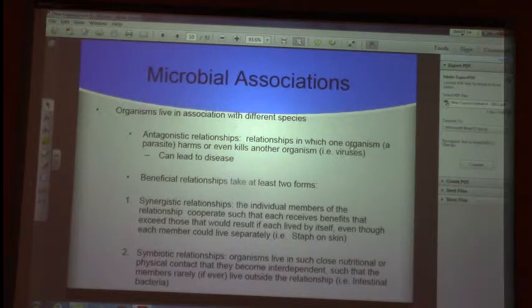Now this slide just goes more into microbial associations. I will modify this PowerPoint somewhat. So even though you had it in week 3, you may still see it in the week 4 lecture. So it's very important that you know this information.